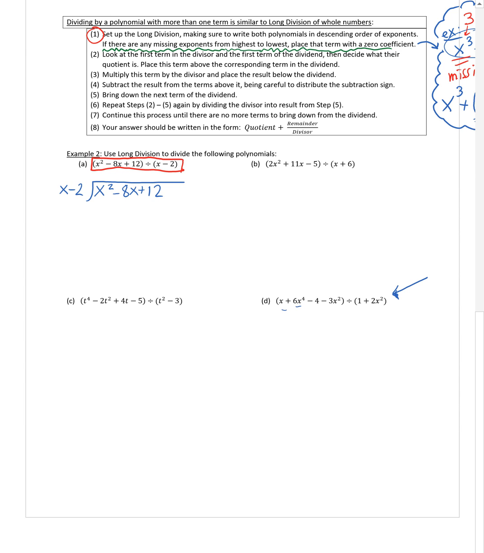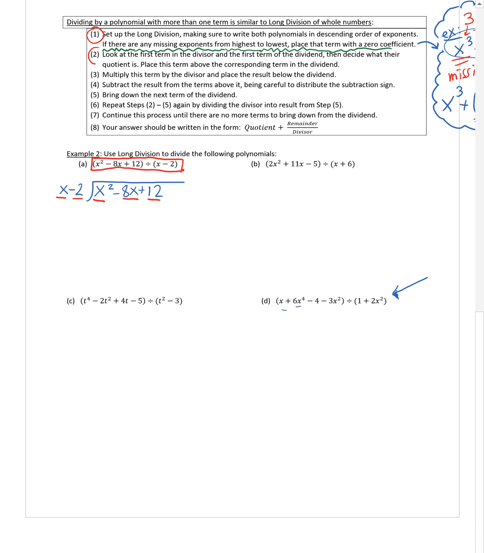Notice in the dividend, we have a second power, a first power, and a 0 power. So there's nothing missing from the first to the last. Second power, first power, 0 power. Same thing in the divisor. I have a 1 power and a 0 power. There's nothing missing in between those, a 1 and a 0. So I'm all done with step 1, okay.